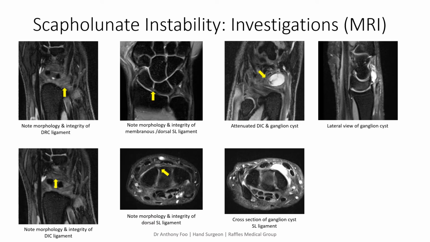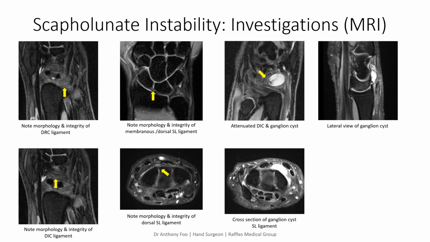Another useful modality for evaluating a painful wrist is the MRI. However, bear in mind that the accuracy of the MRI interpretation is only as good as the clinical examination. What I mean by that is that the findings in MRI have to be correlated and corroborated with findings from the physical examination. Though MRI interpretation is a relatively complex topic on its own, we'll break it down into simple components that I hope we can take home today.